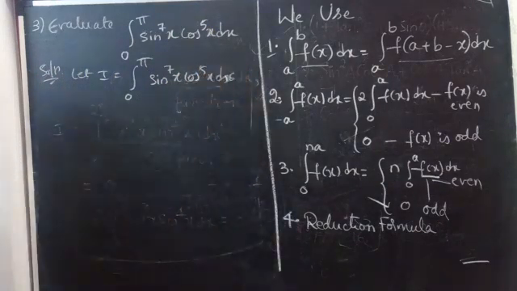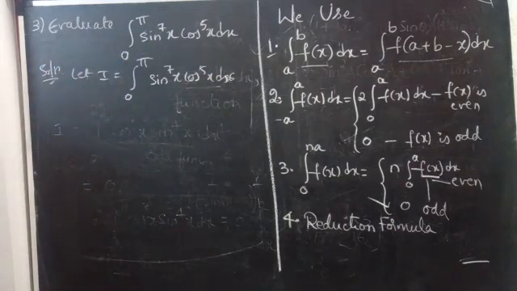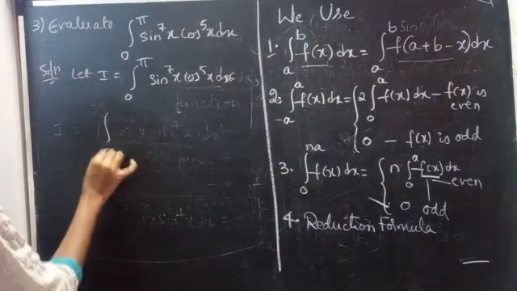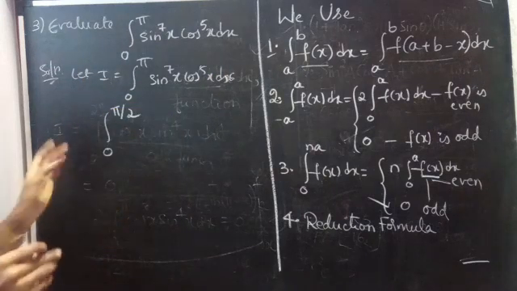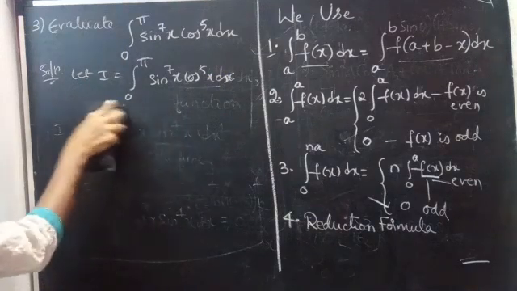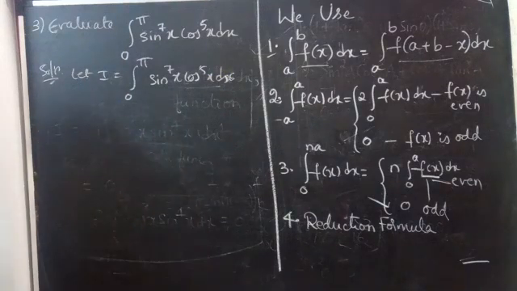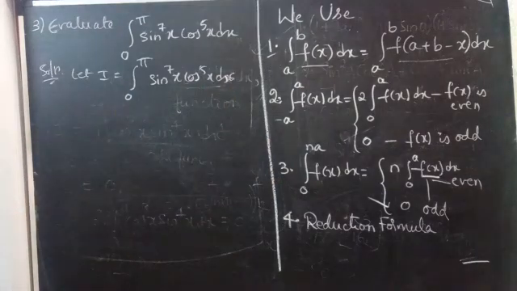Since we have limits 0 and pi, to use the reduction formula we should have limits from 0 to pi by 2. Since you have 0 to pi, you can't use the reduction formula directly. So in this case, what are we going to do? We are going to use this property and check whether the function is odd or even, and then we'll go for the reduction formula if needed.